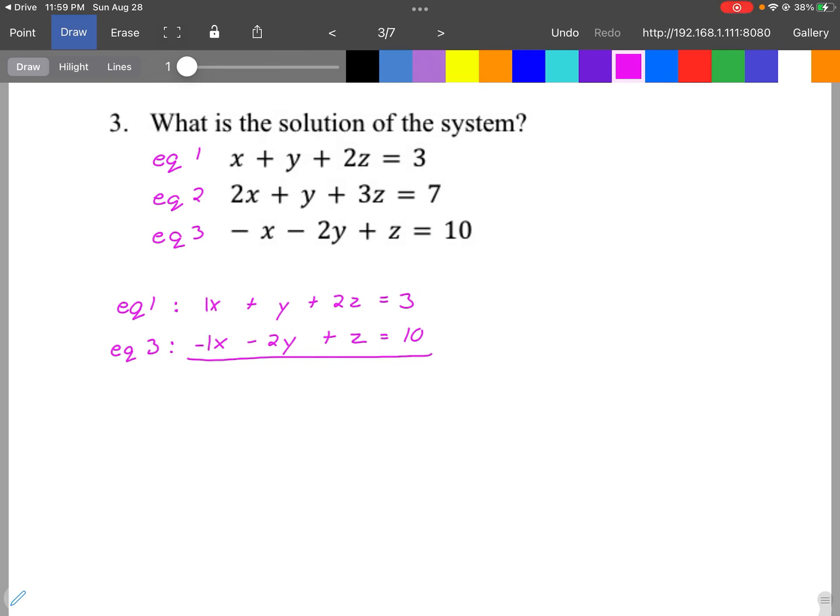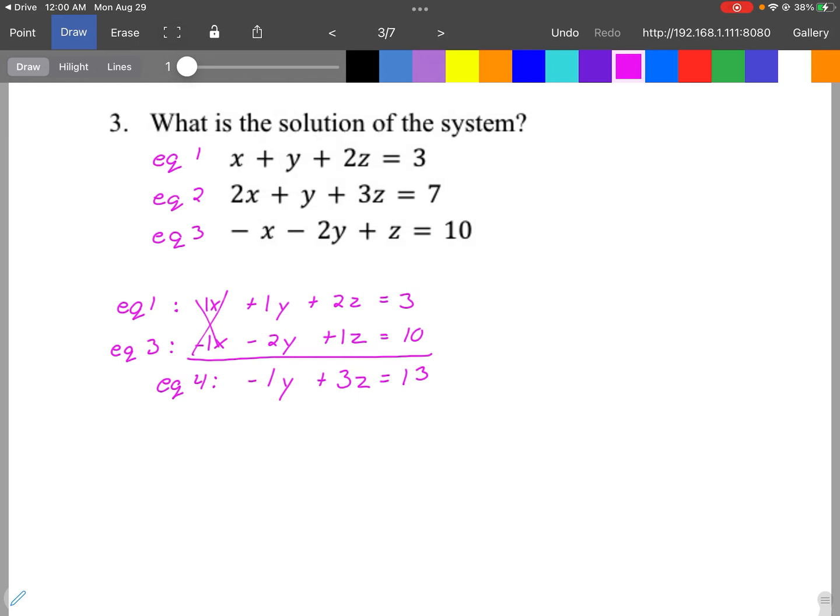Then I'm going to combine. So sure enough, 1x and negative 1x, those are going to cancel. Then I take my y's. I have positive 1 and negative 2, or 1 minus 2. That gives me a negative 1y, or just negative y. All right, then I have 2z plus 1z is 3z. And then 3 plus 10 is 13. Okay, so that is what we are going to call equation 4.